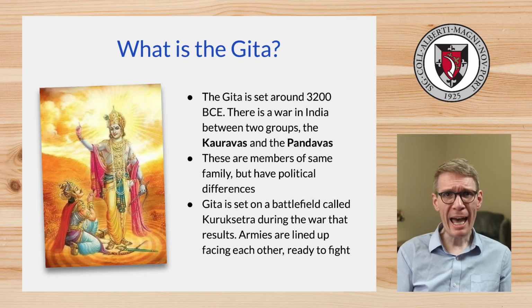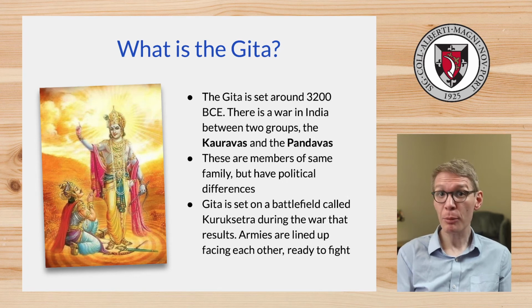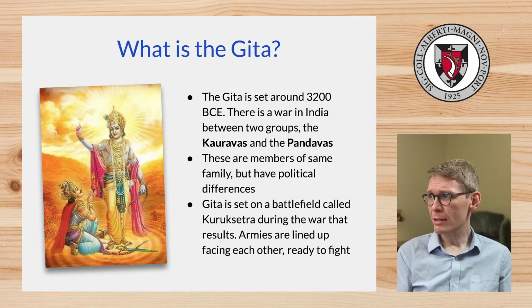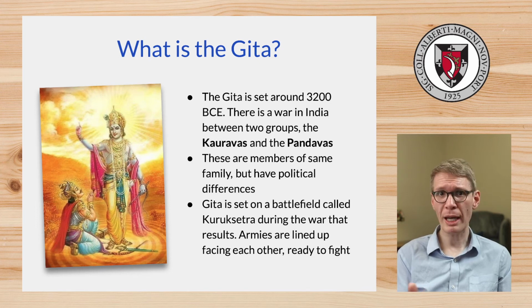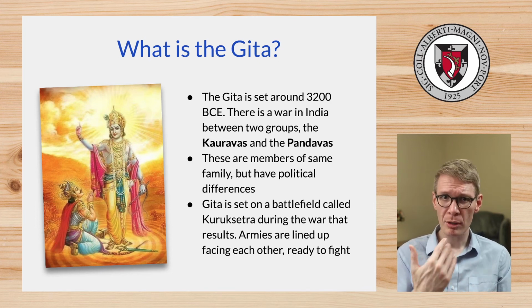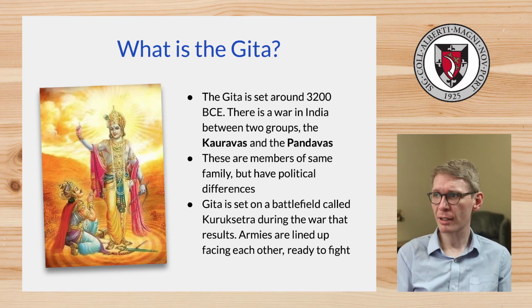So, what happens in this story? And we're going to have some selections from this next time, so you'll get to read a chunk of it. The Gita is set around 3200 BCE, so before any of the scriptures were written. We're looking back in time and imagining this scene.